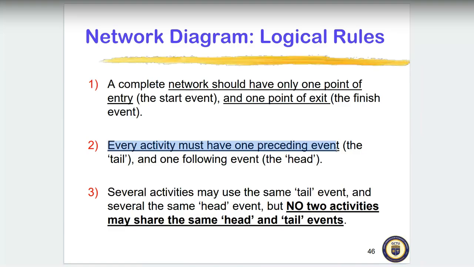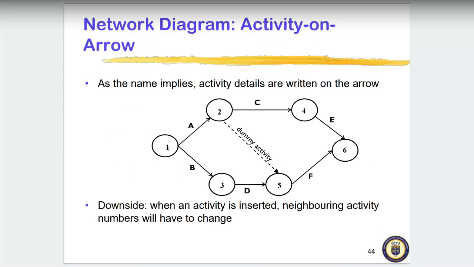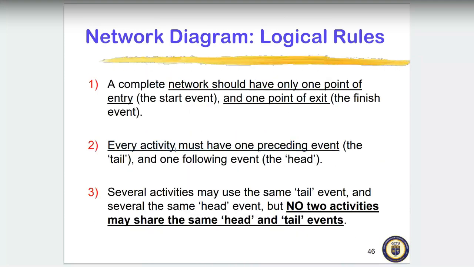So every activity must have one preceding event and one successor event. It says every activity must have one preceding event and one following event. That is the head, so the tail and the head.